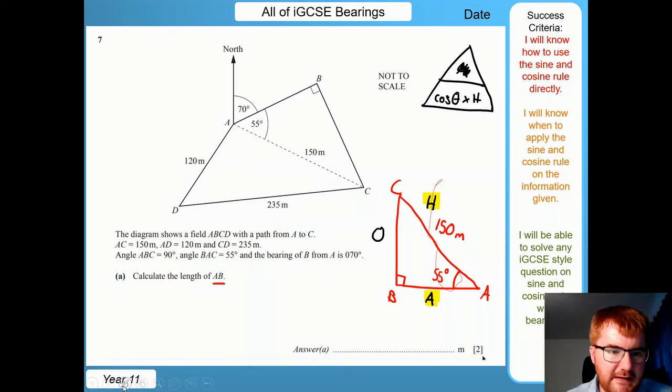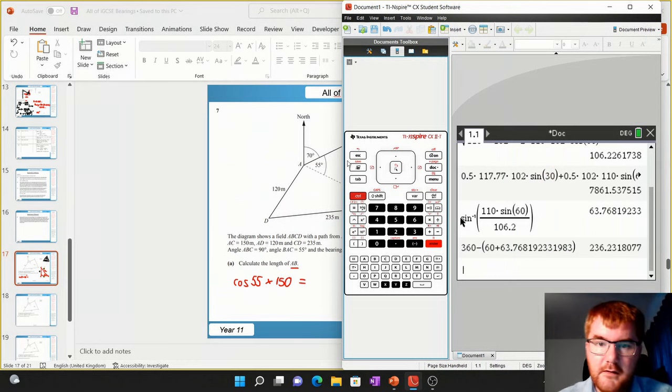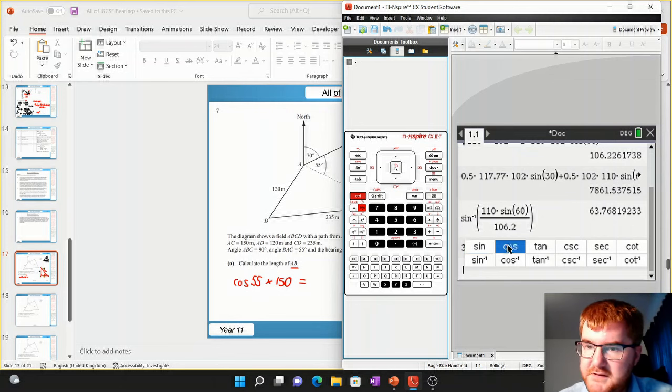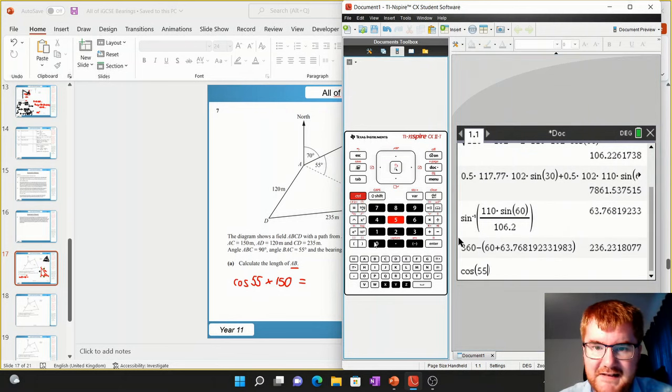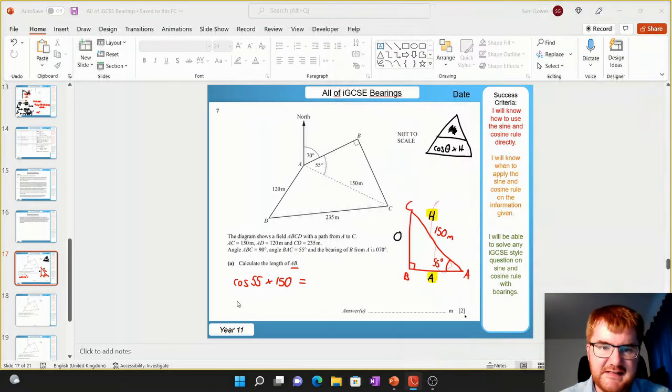So we need to work out, let's go back to red, cosine of the angle, which is cosine of 55 times 150. And this is where the calculator comes in handy. Okay, so let's just type in cos 55, always a relaxing question to start with on these paper fours. So 150, press the enter button, and then we get our precise answer of 86.0.